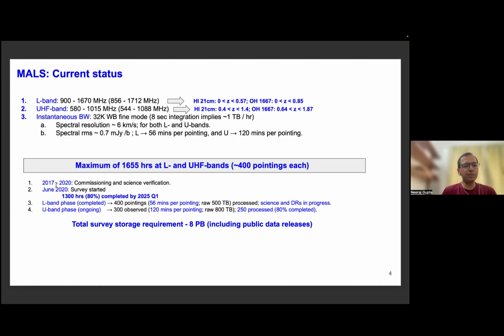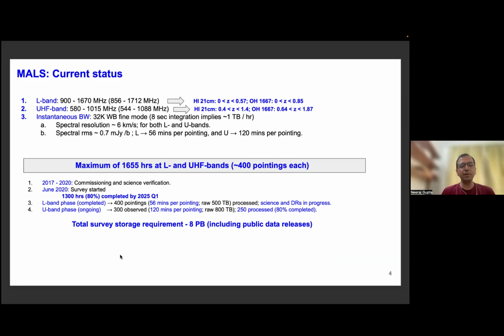Around 2017, we started commissioning and science verification. I will show some results from that later in my presentation. We started the survey in June 2020. As I said, as of now, we have completed 1300 hours of observation, approximately 80% of the observing time, which implies that for L band, we have observed all the 400 pointings, and for UHF band, we have observed about 300 pointings. Most of these are also processed, and later this year we expect to complete observations.